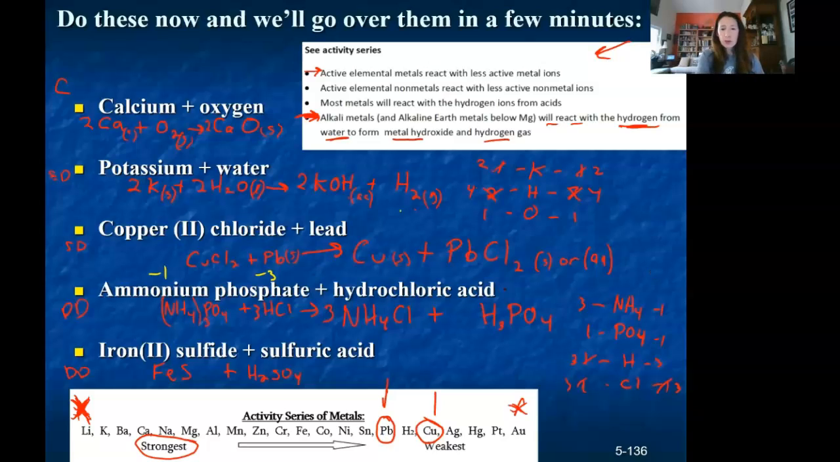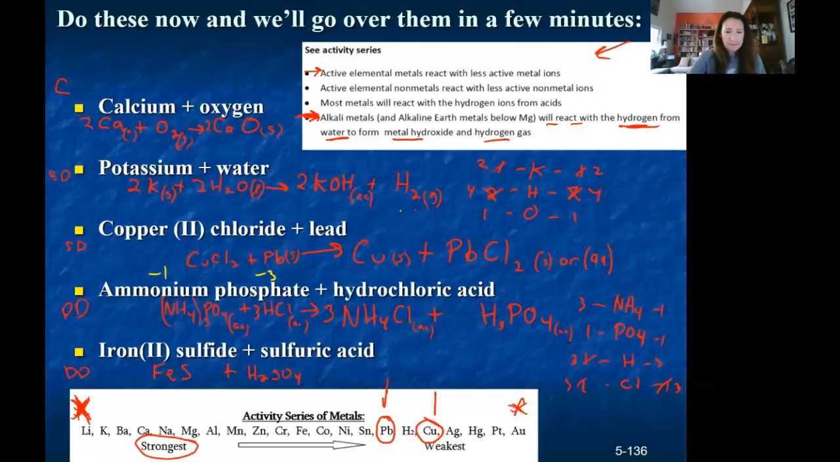Okay, now states. Because I said hydrochloric acid, remember, acid is AQ. AQ means in water, which means this is all in water. So this is AQ, AQ, AQ, and this is an acid, AQ. All right, next one.